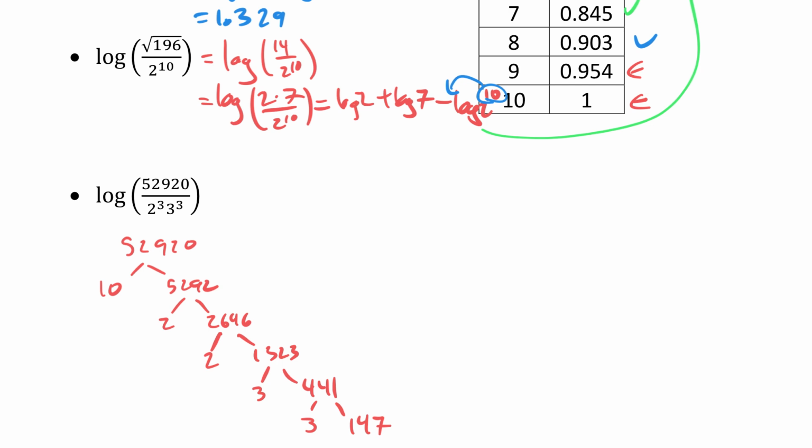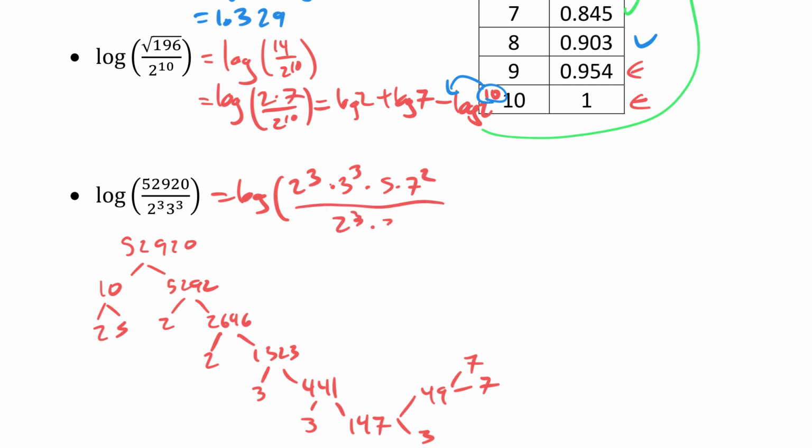Divide by 3 again. I'm running out of space here. Divide by 3 again. 49. And that's going to be 7 and 7. The 10, of course, is 2 and 5. So when we rewrite this, we have log of I've got 1, 2, 3, 3 2's. So 2 to the 3. I've got 1, 2, 3 3's. So that's 3 to the 3. I've got a 5. And I've got 2 7's.